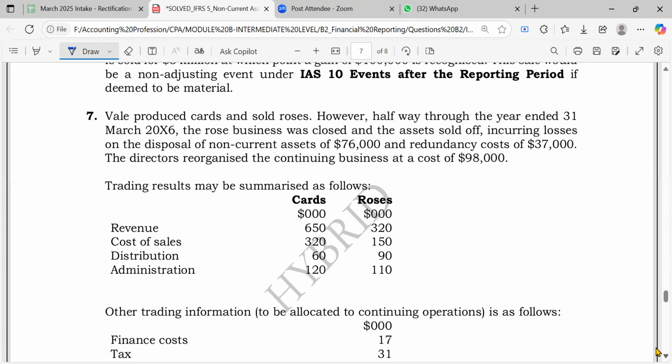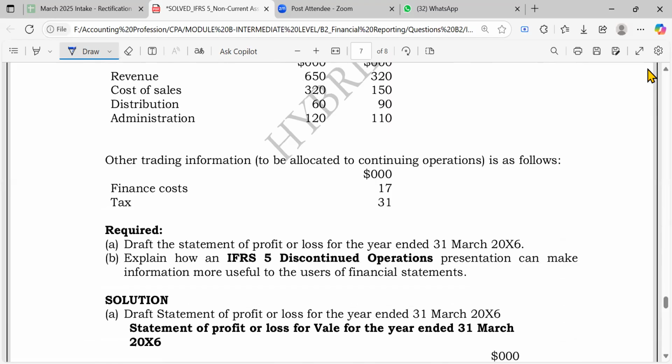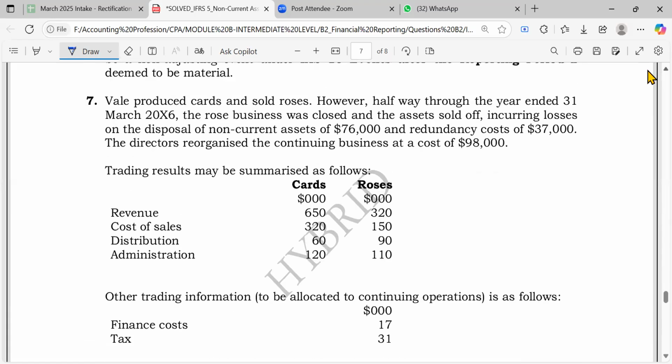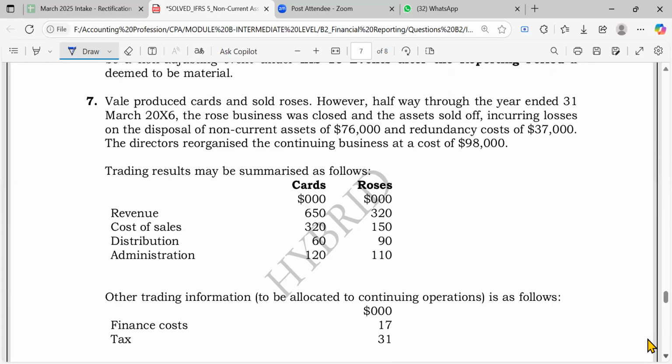Okay. Let's do question number 7. Okay, this question now, let's read the requirements a bit. It has a statement, so it's long. Required, draft a statement of profit or loss for the year ended 31st March 2026 and explain how IFRS 5 discontinued operations presentation can make information more useful to the users of financial statements. Okay, let's read. You have to know what it entails. Of course, since we are dealing with this, I think it should obviously be discontinued operations.